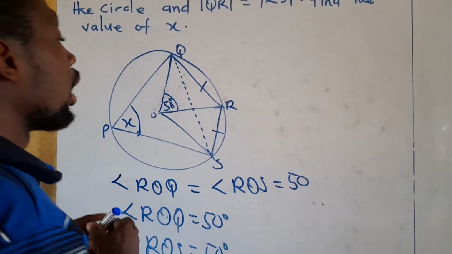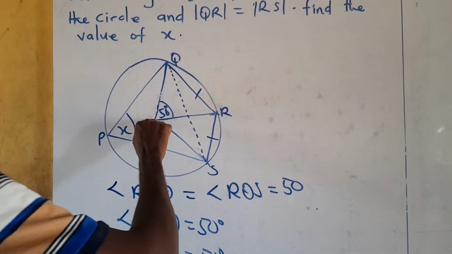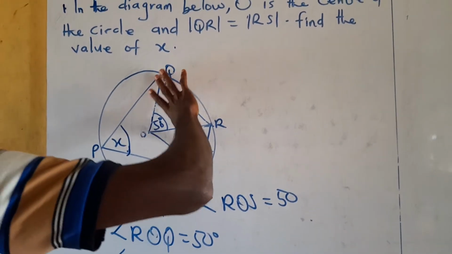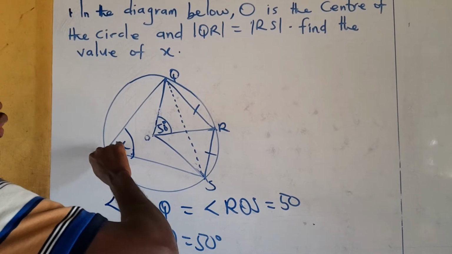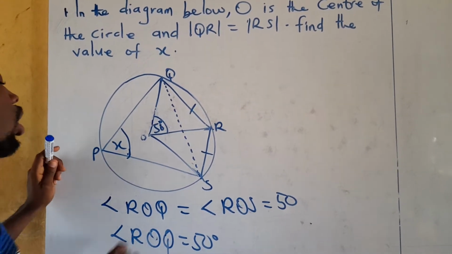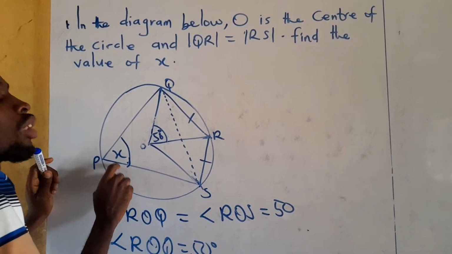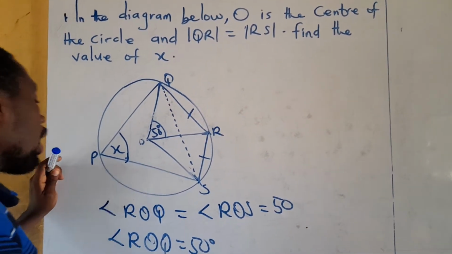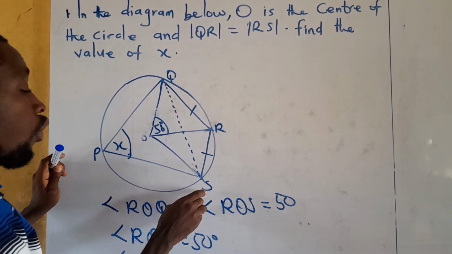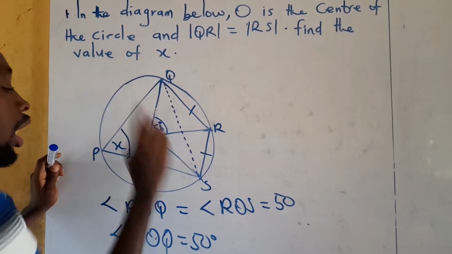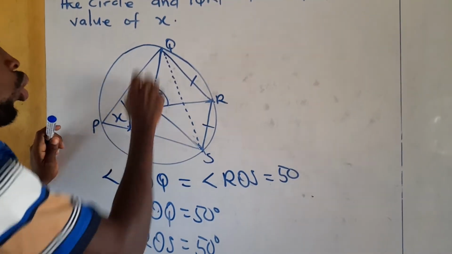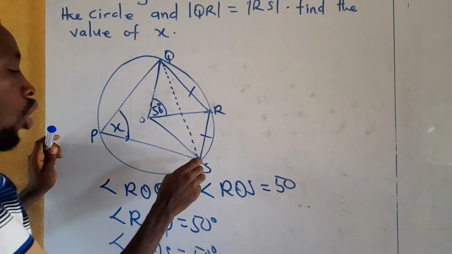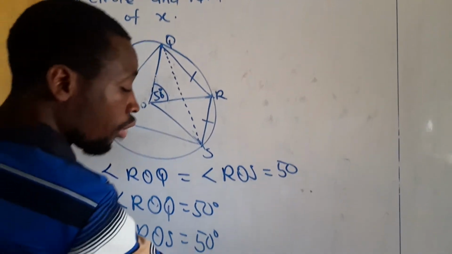And the chord subtends an angle at the center of the circle, and the same chord subtends an angle at the circumference of the circle. Remember that property: twice the angle at the circumference of the circle is equal to the angle at the center. So we can say that twice angle SPQ is equal to angle SOQ. And we know angle SOQ to be 100 degrees.